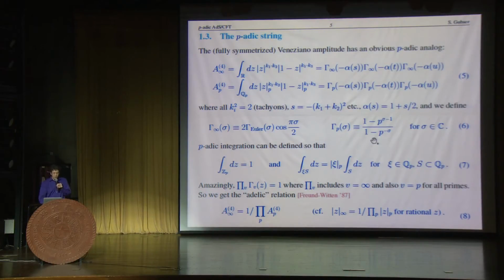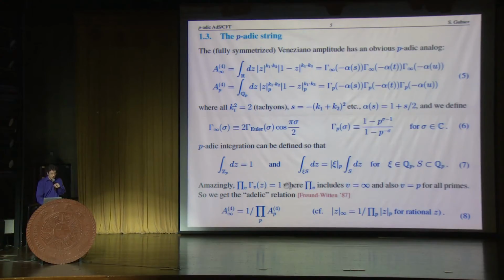The only thing I haven't told you, really, is how to do p-adic integration. But it's really quite simple. Essentially, all you have to say is that the measure of the p-adic integers is 1, and the measure of some p-adic multiple of any set is going to be the p-adic norm of that multiple times the measure of the original set.